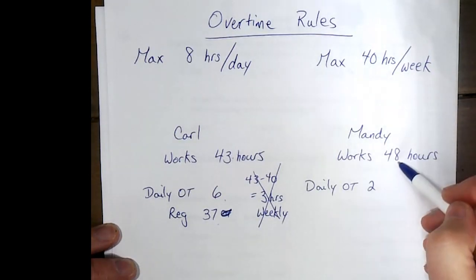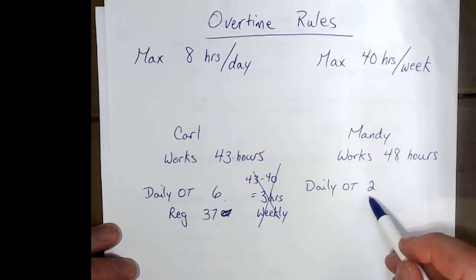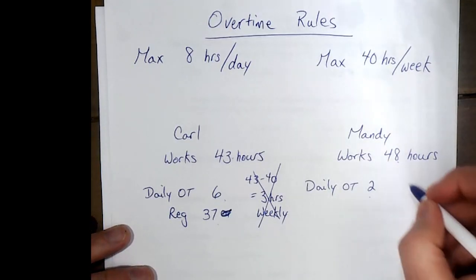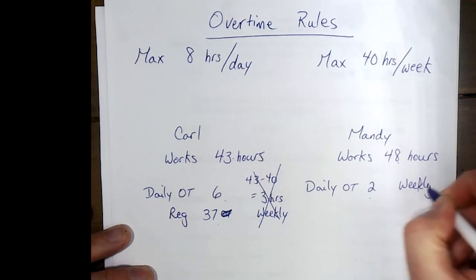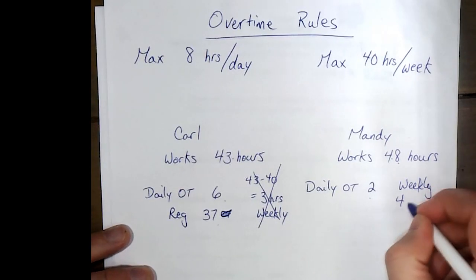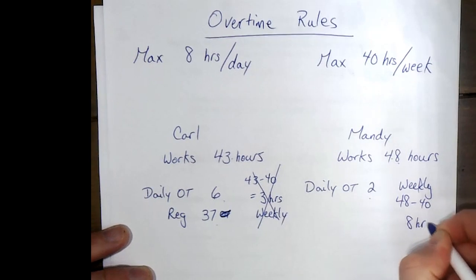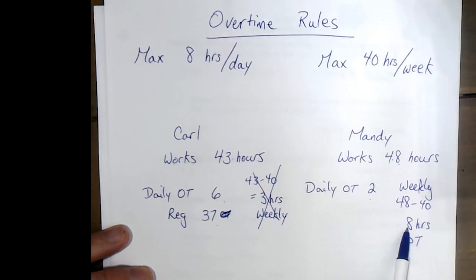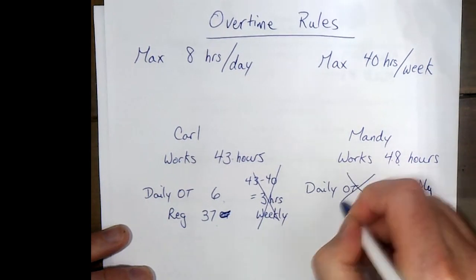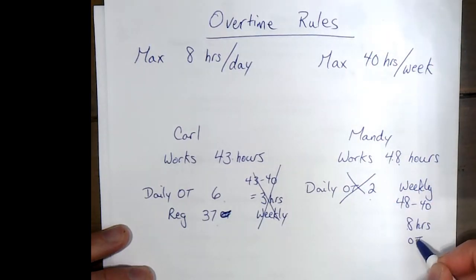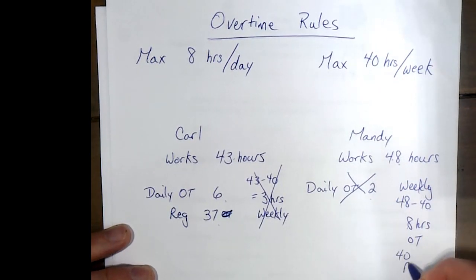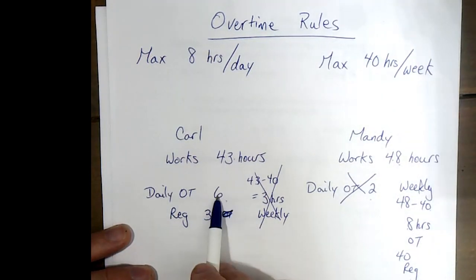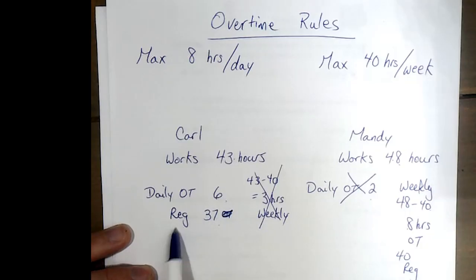Let's take Mandy. She works 48 hours, and if you look on a daily level, she only works 2 hours of overtime. If you look at weekly, 48 minus 40 is 8 hours. This one's bigger, so we use the bigger number. So if we're using weekly, we're going to use the 40 regular and 8 hours OT. If we use the daily, we just take the total hours, subtract the OT, the leftover is the regular. So these two numbers for daily, these two for weekly.